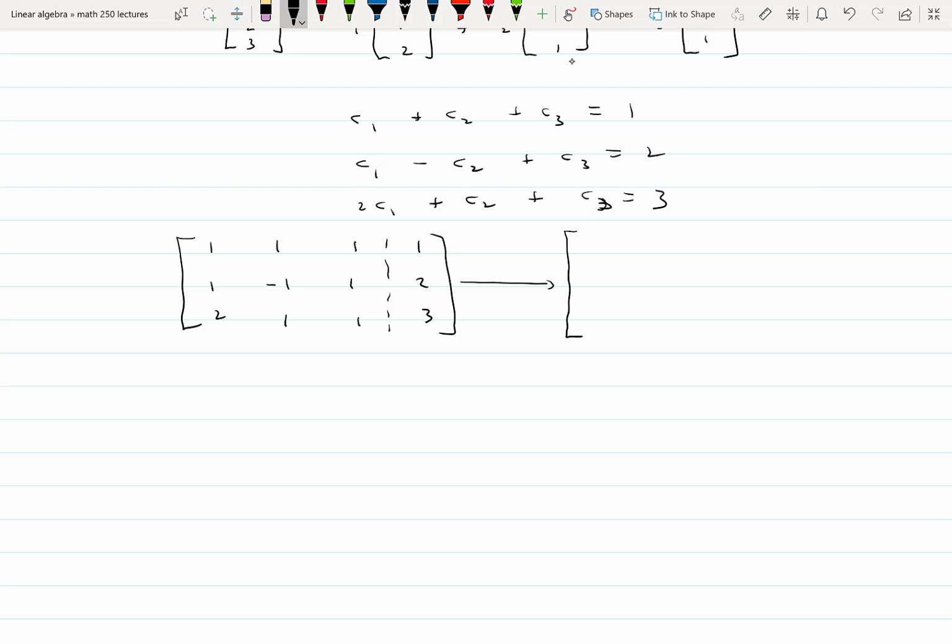So I put that into my calculator. I found the RREF was the identity matrix on the left. And what was on the right here? 2, negative 1/2, and I can't read my own writing for the last one. Negative 1/2 again.